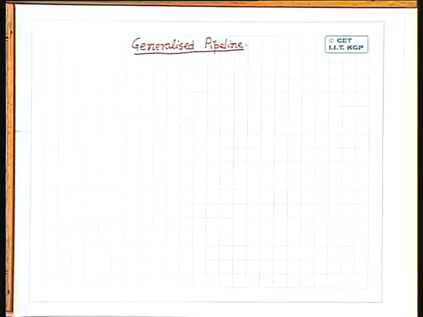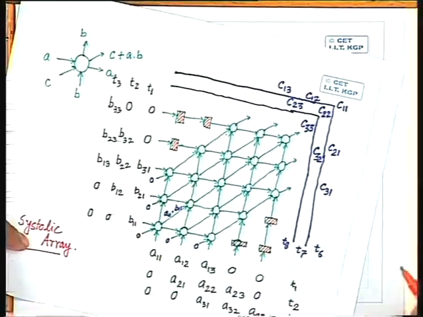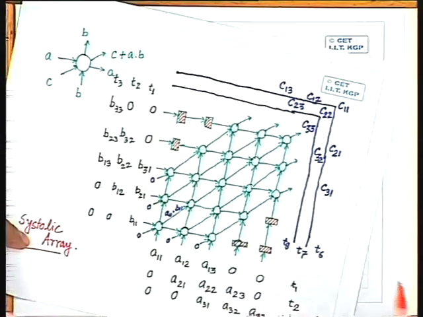Now, what is the generalized pipeline? In both these kinds of pipelines, you have seen that the data flows only in one direction. That is, from stage i, the data goes to the computation stage i plus 1. I don't have any provision of giving the data to a stage j where j is greater than i plus 1, or j is less than i. That means I don't have any provision of feed forward data flow, or any provision of feedback data flow.